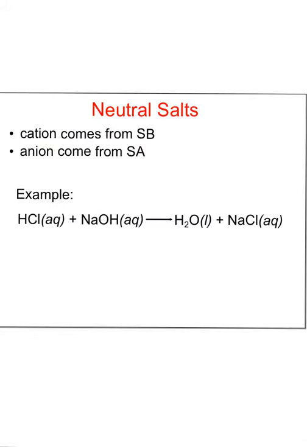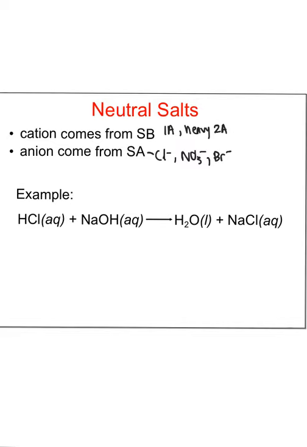So let's first talk about neutral salts. So we are making a neutral salt. The cation in that salt is going to come from a strong base. So it's usually going to be an alkali metal in group 1A or one of the heavier group 2A, the alkaline earth metals, as our cation. And our anion usually comes from a strong acid. So something like chloride, nitrate, or bromide, any of those anions that are usually attached to an H+ in a strong acid.